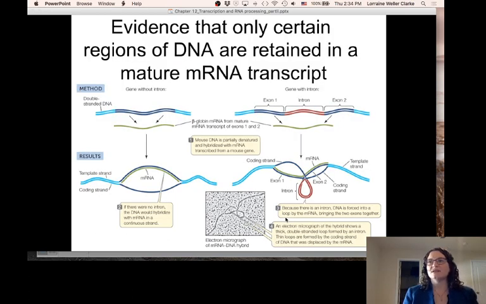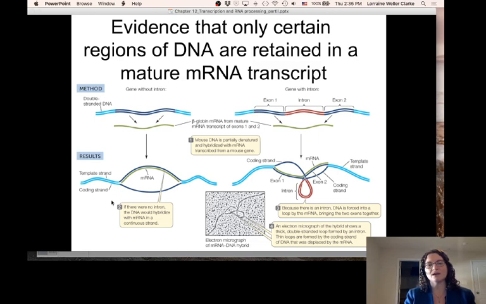And they have some evidence, actually, that only certain regions of DNA are included, okay? So beta globin mRNA can be synthesized from mature mRNA transcripts of exons 1 and 2, okay? So basically, they make a beta globin mRNA, and in one of them, they put an intron in, okay? So if there were no intron, the DNA would hybridize with mRNA in a continuous strand. So we're hybridizing them, and we're seeing where it sticks. But if there's an intron there, the mRNA will stick on only the parts that it's transcribed.